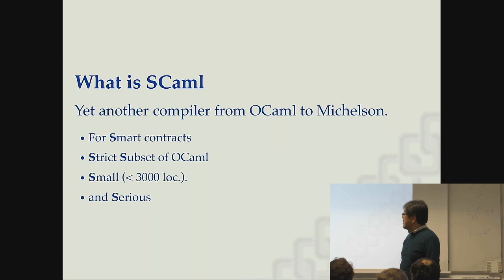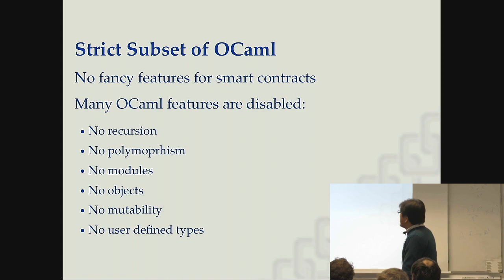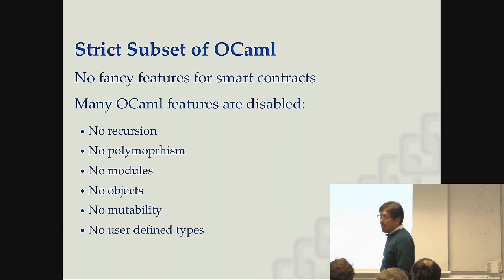Or maybe you can call it a smart contract abstract machine language or something like that. Okay, so it's a strict subset of OCaml. This is a Lightning talk, so let me do it quickly. So there's no fancy features, no fancy syntax or no fancy typing about Michelson or smart contract at all.